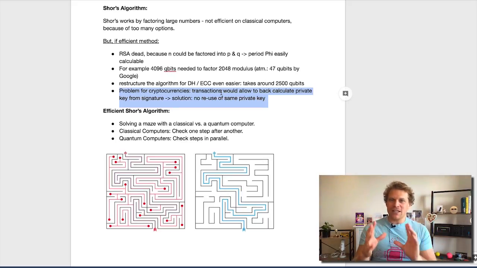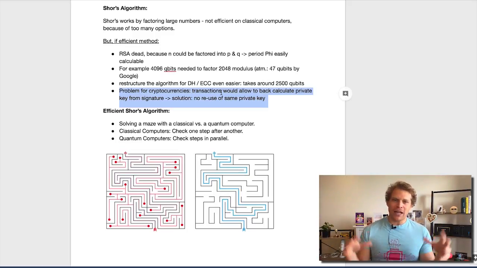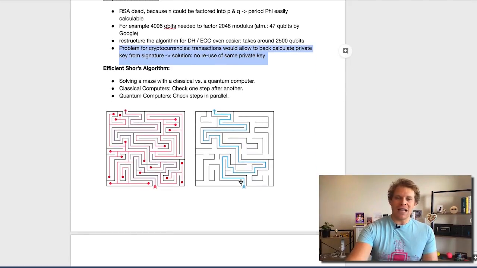In order to discuss this, let's think about how this actually works. How do quantum computers actually work? I'm pretty sure for most of you this is a bit of a rehearsal, but I just want to go into this. On classical computers, Shor's algorithm tries one solution to the problem, in this case solving the maze, at one time. So first it runs in here, tries everything through, doesn't work, then it tries the other one, and so on, until it finds a solution.